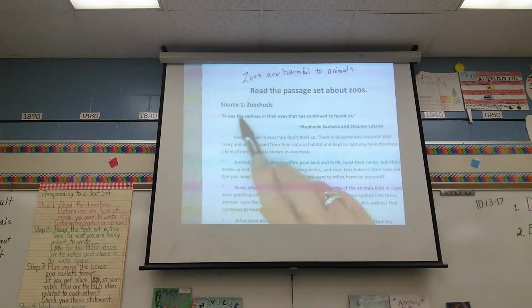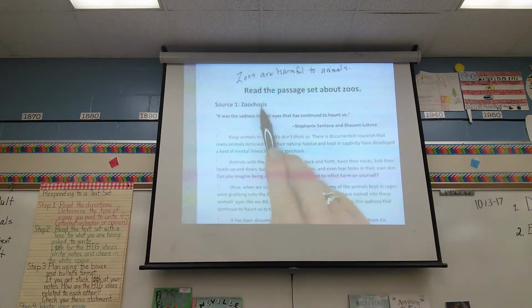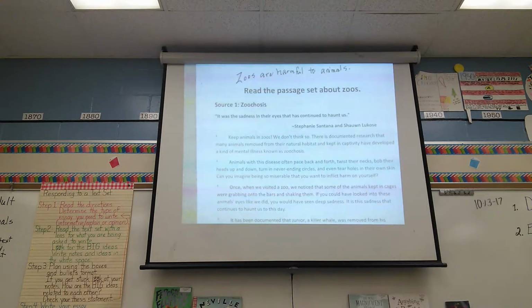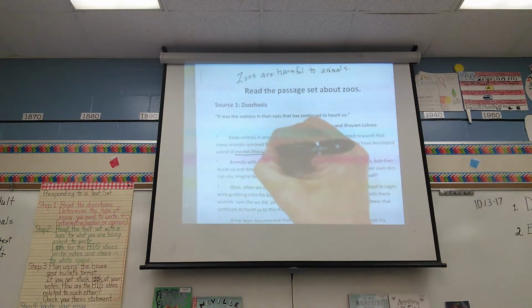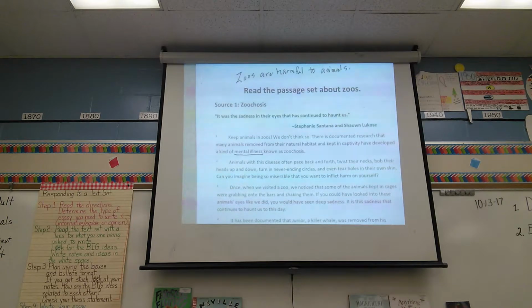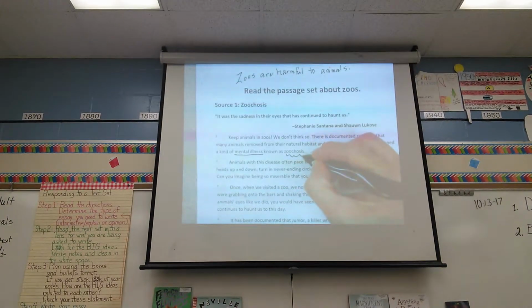Okay, so I'm going to begin reading this first article, source one, which is called Zoochosis. It was the sadness in their eyes that has continued to haunt us. That's a quote from Stephanie Santana and Sean Lucas. Keep animals in zoos? We don't think so. There is documented research that many animals removed from their natural habitat and kept in captivity have developed a kind of mental illness known as zoochosis. Now, my lens is for how zoos are harmful. Well, all of a sudden, I can see that zoos are harmful because they create a mental illness. And the name of the mental illness is zoochosis.